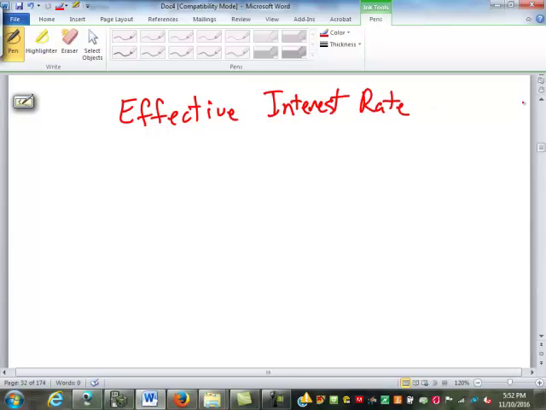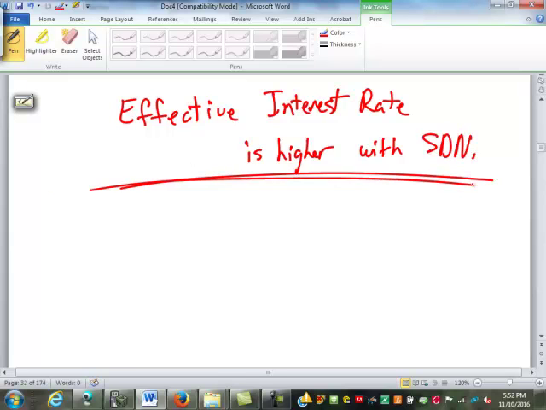There are a lot of cases where they require you to do it the other way. The effective interest rate is higher with a simple discount note, because you pay the same amount of interest, but you get to use less of the money. So banks love discount notes.